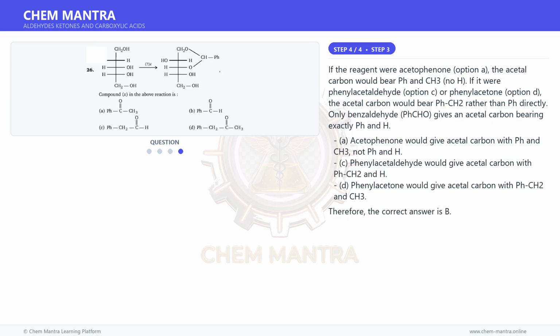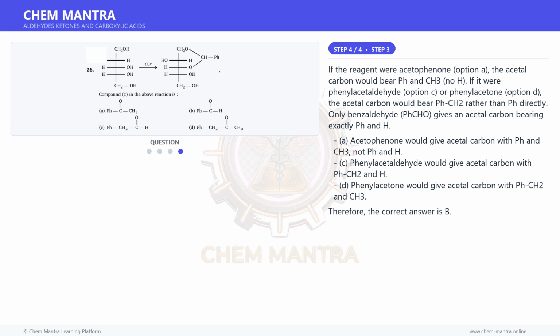And for the final step. If the reagent were acetophenone, option A, the acetal carbon would bear Ph and CH3, no H. If it were phenylacetaldehyde, option C, or phenylacetone, option D, the acetal carbon would bear PhCH2 rather than Ph directly. Only benzaldehyde, PhCHO, gives an acetal carbon bearing exactly Ph and H.